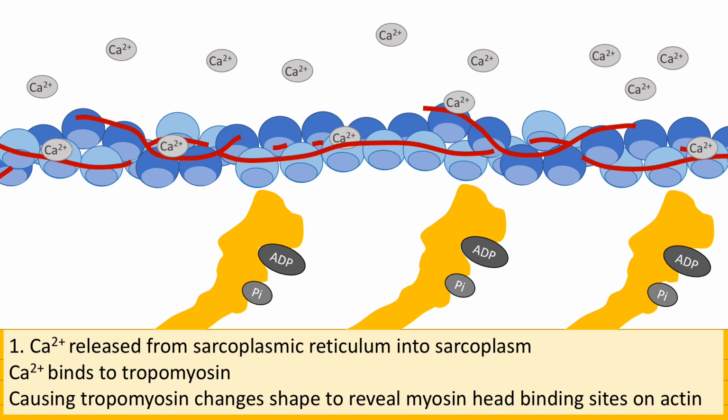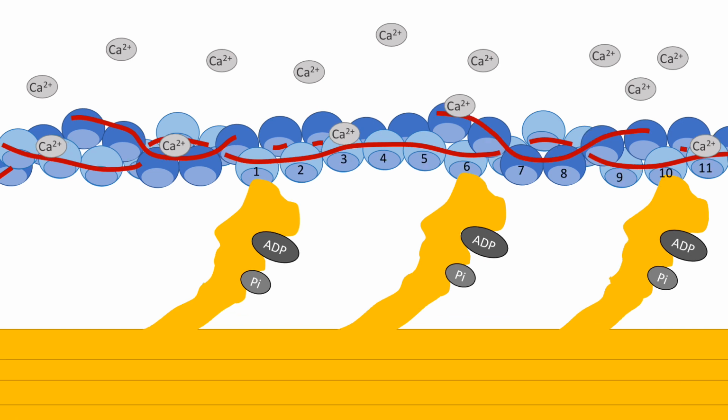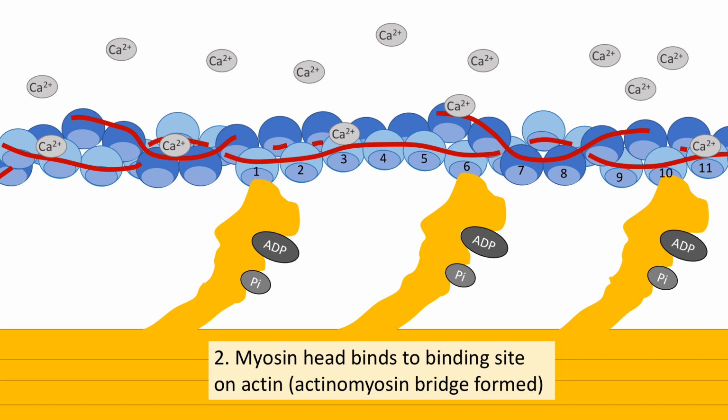Okay, next step. So you should have written: myosin head can now bind to actin, forming this actinomyosin bridge. Now what you'll have noticed with this diagram is I've numbered the individual actin proteins in the whole actin structure. Now I've done that just to help you follow how that actin moves along.